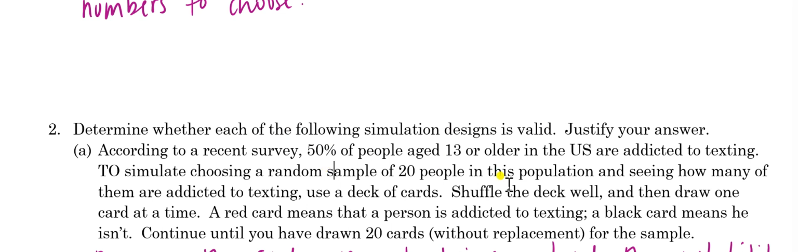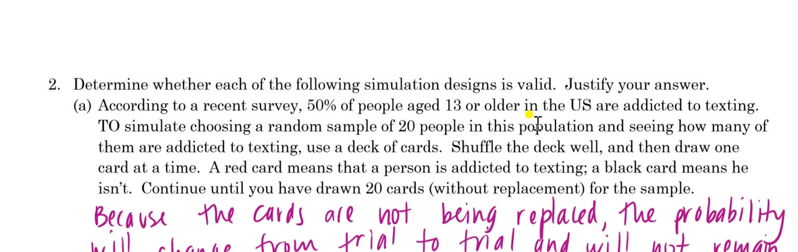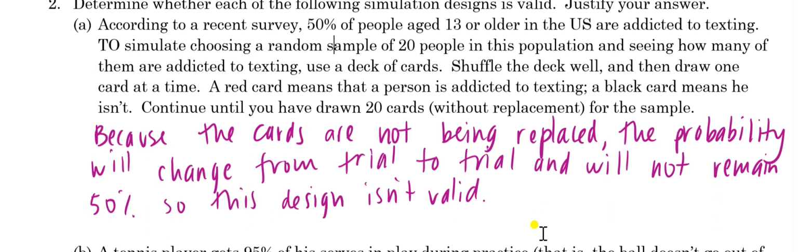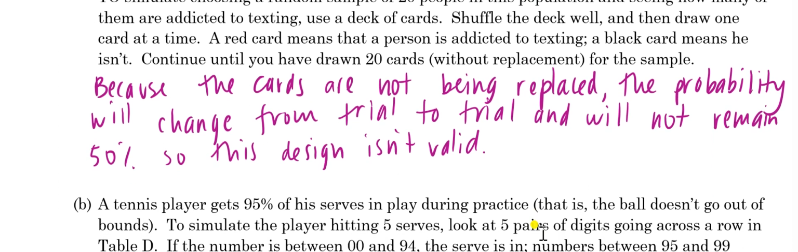Well, if the first card I pick is red and I don't put it back, then the next probability I have of picking a red card is not 26 out of 52, 50% anymore. It's 25 out of 51, which is not quite 50%. So hopefully you came up with that. Because the cards are not being replaced, the probability will change from trial to trial and will not remain 50%. So this design is not valid. Okay. All right, so we got one last one.